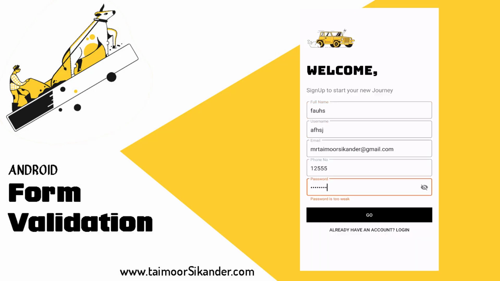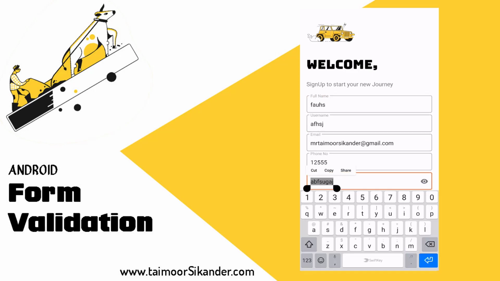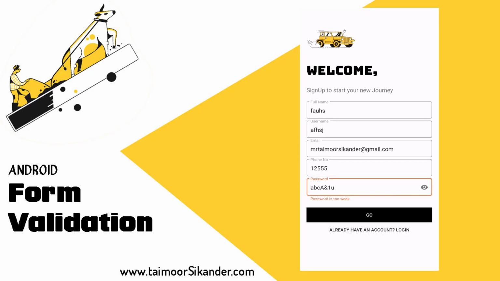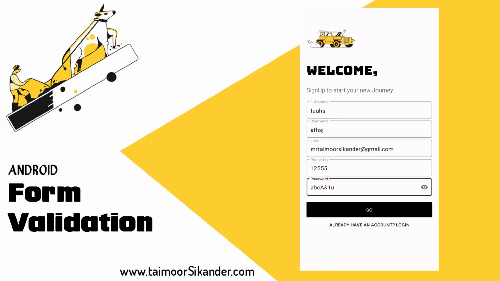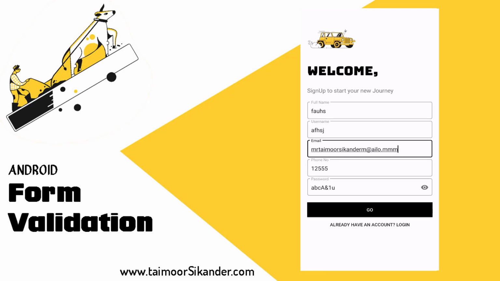So click go. You can see the password is too weak because we are just using small letters. Also use a capital letter with a special character, and the length should be greater than 4 to 5, and that error is also gone. So in the next video, after this video, we are basically storing this data.